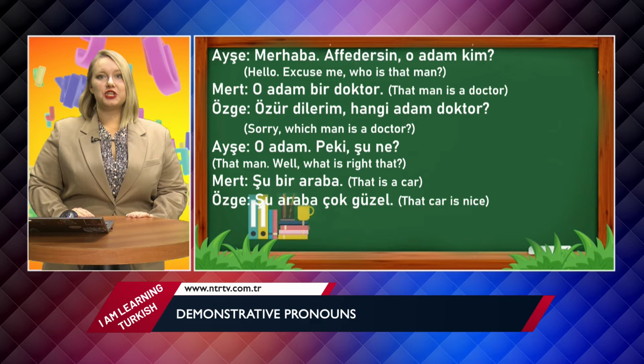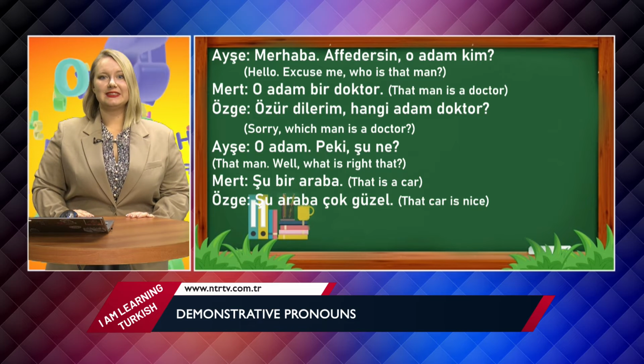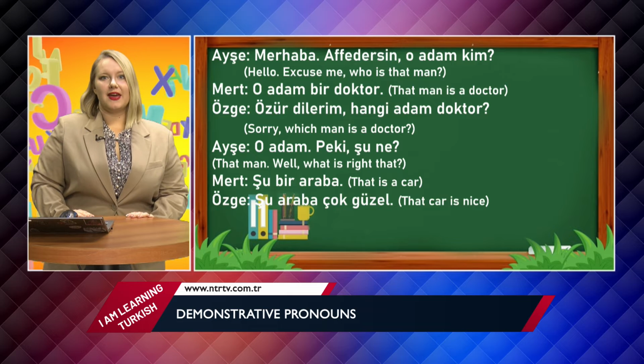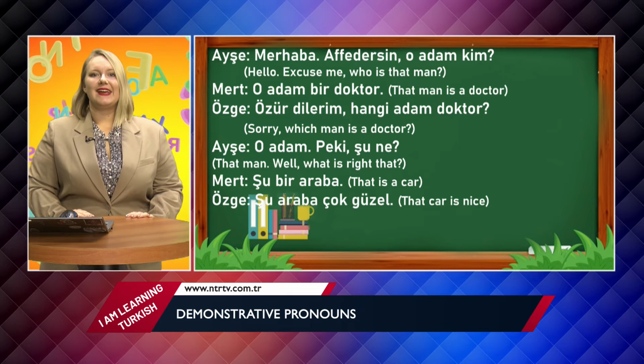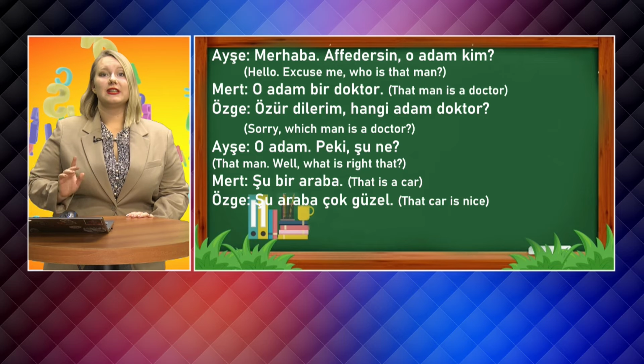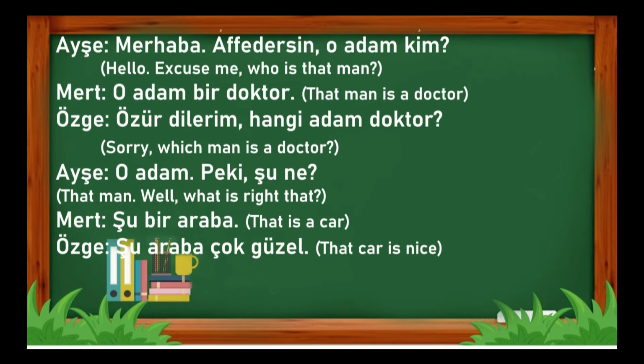We have Ayşe, who is a girl, Mert, who is a boy, and Özge, who is a girl again. Let's try to read it in rows, but since it's only me here, I will read all of it.